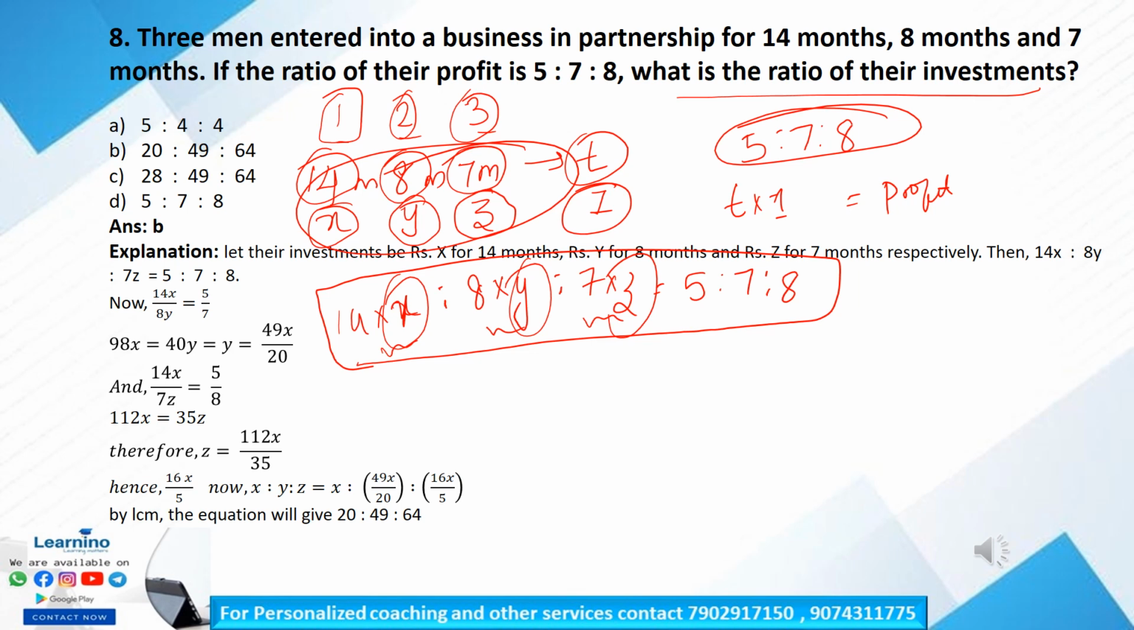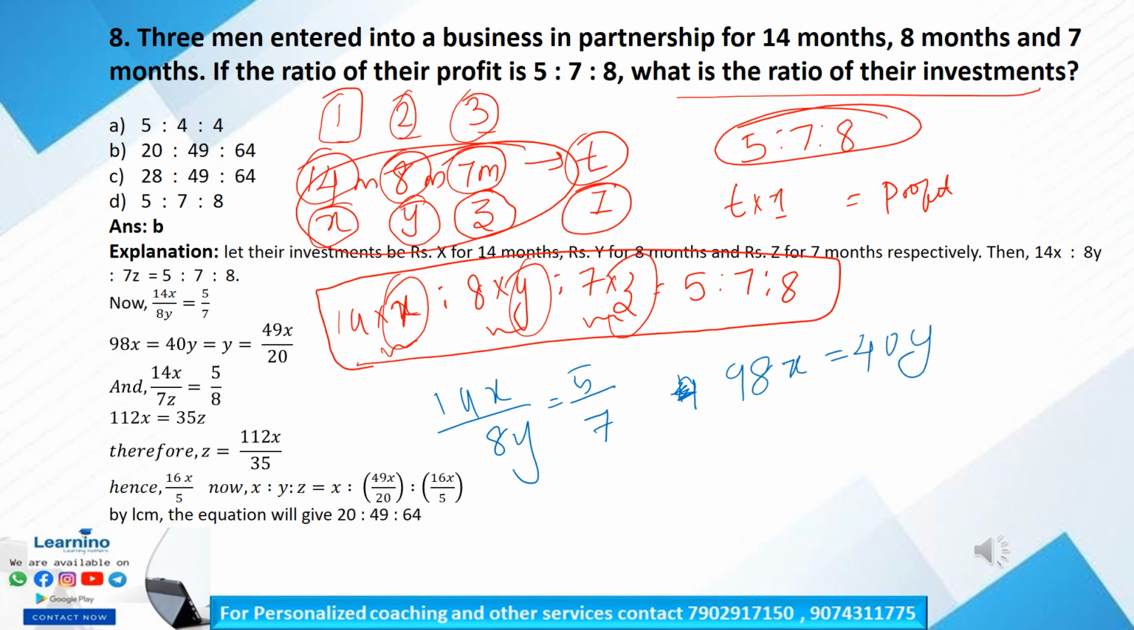What are the first two terms? That is 14x by 8y, equal to 5 by 7. By cross multiplication, we will get 14x into 7, that is 98x, equal to 40y.